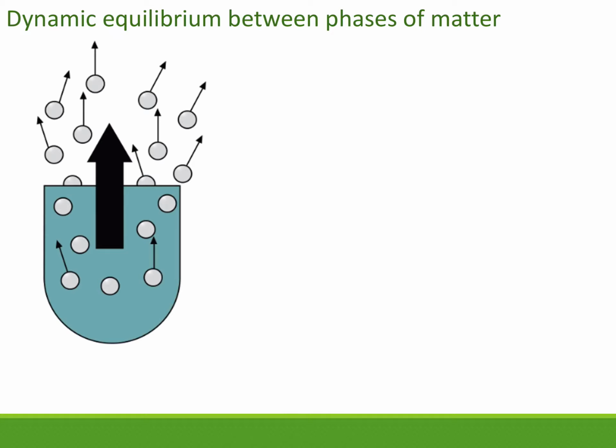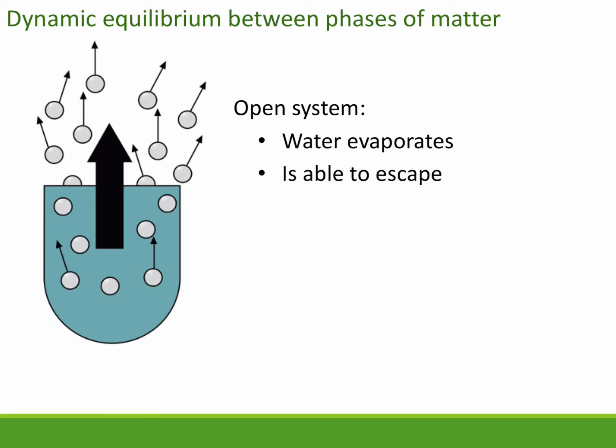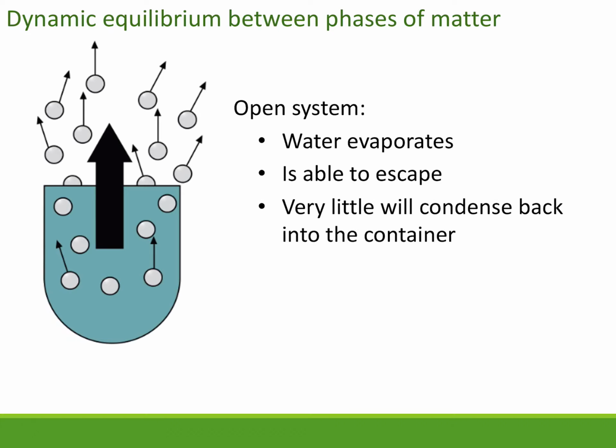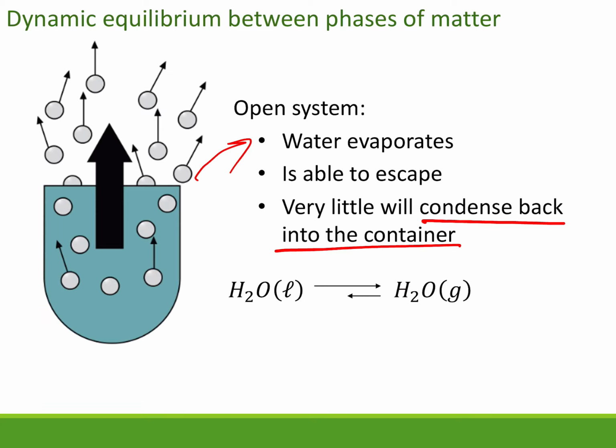Makes sense? At any temperature, the water evaporates. In an open system, the water evaporates, it's allowed to escape, it can go into the environment around it, and very little will condense back into the container. So once it goes, it's lost. It's an open system, okay? And you also know that if you leave a glass of water somewhere, eventually the water will all disappear out of the glass, okay? How do we write this?